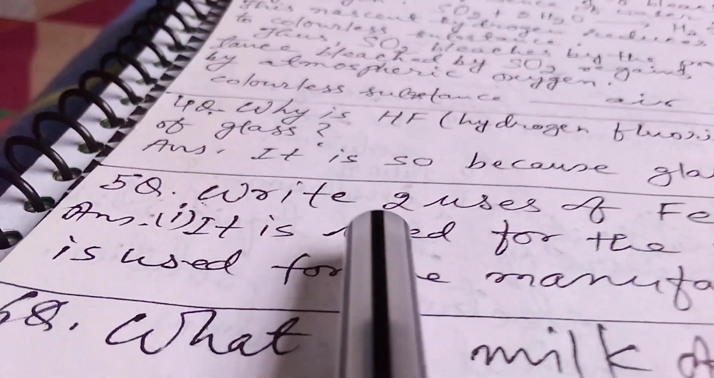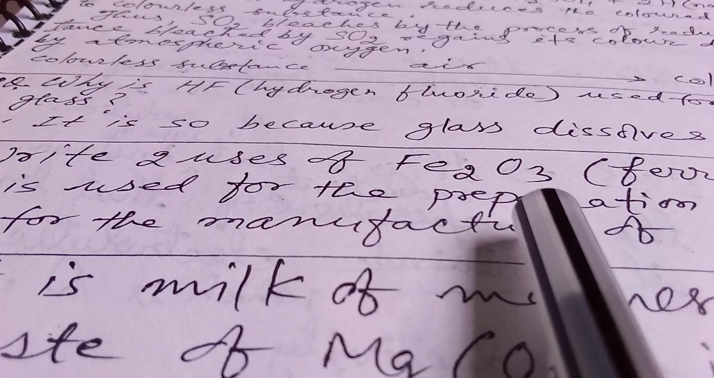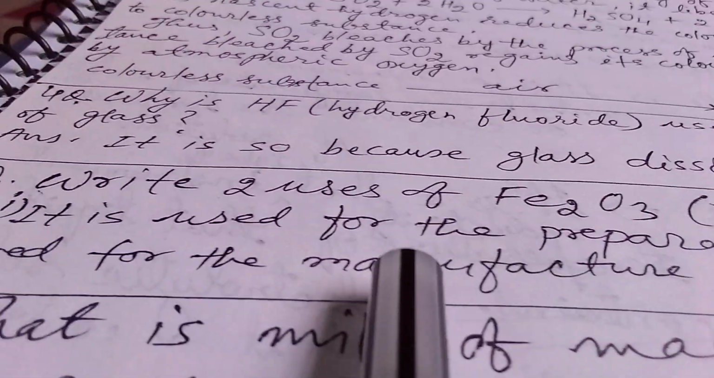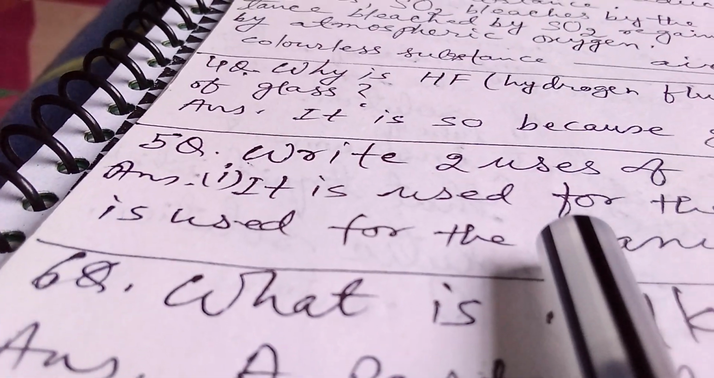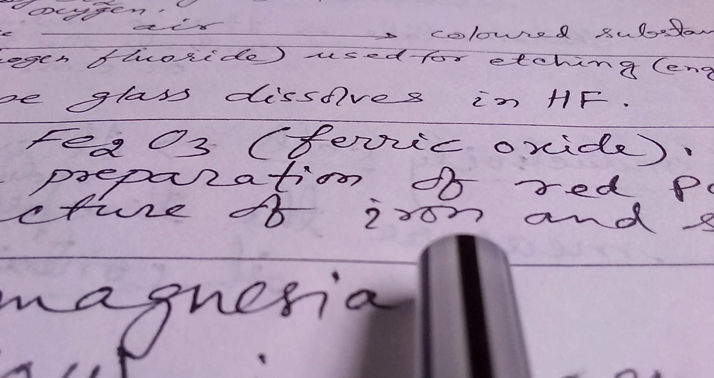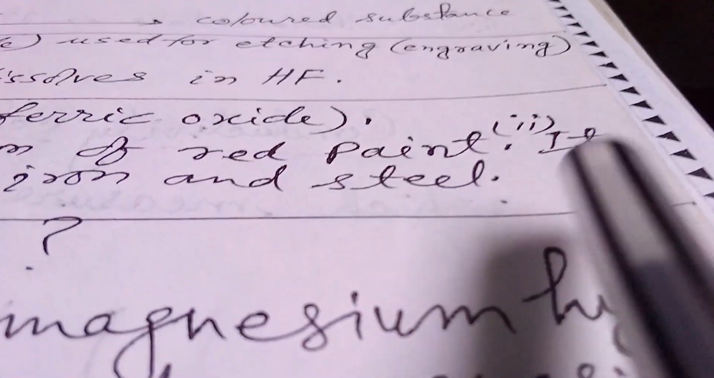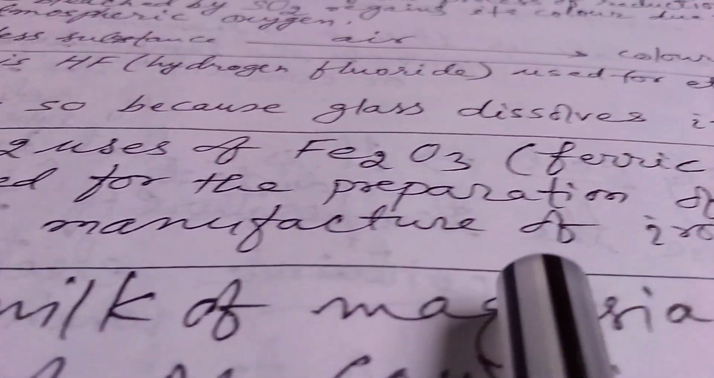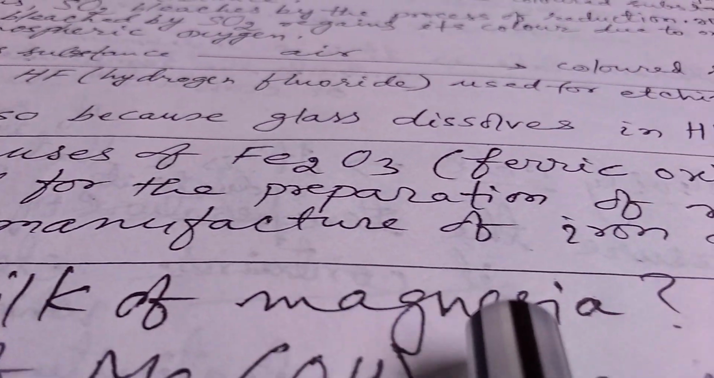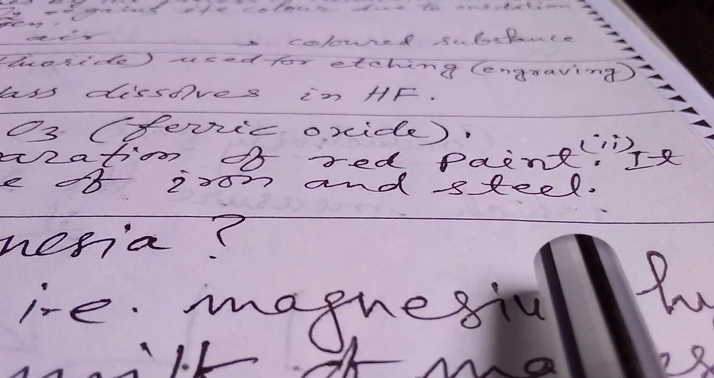Fifth question is: write two uses of Fe2O3, that is ferric oxide. Answer is first use is it is used for the preparation of red paints and second it is used for the manufacture of iron and steel.